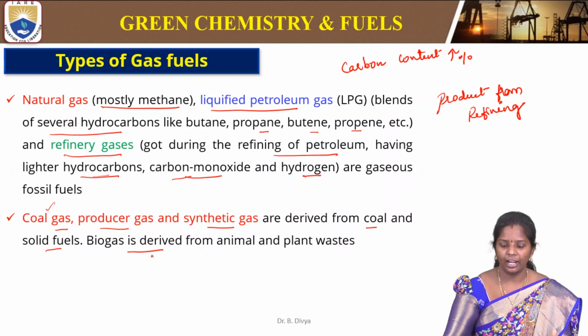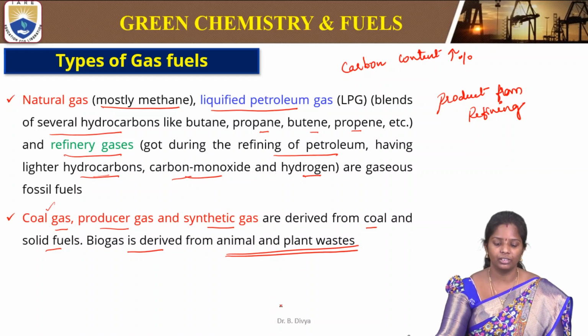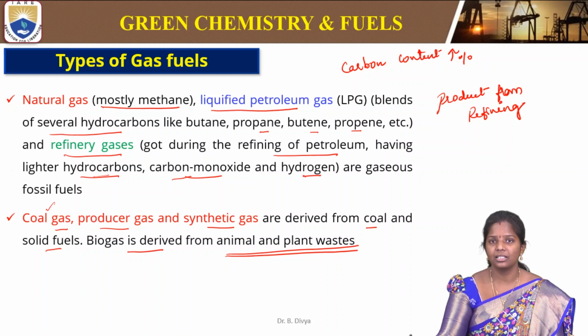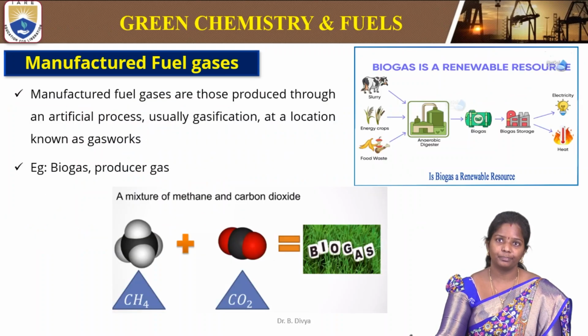So biogas is derived from animal and plant waste. Nowadays a lot of applications are seen for biogas, like the waste from animals and plants is degraded anaerobically, and the gas produced is used for cooking and other domestic applications.